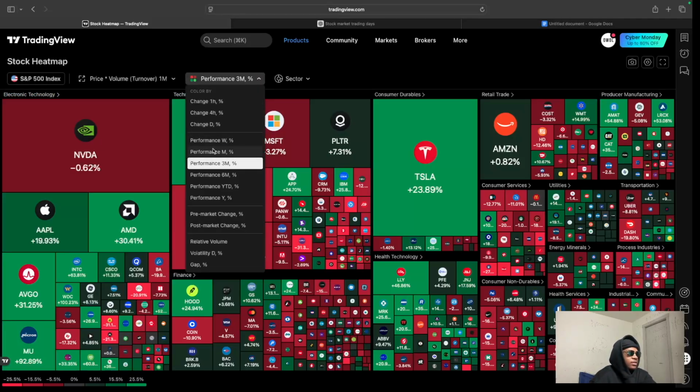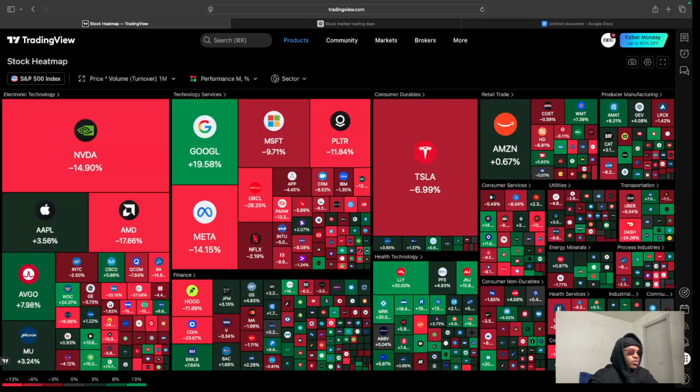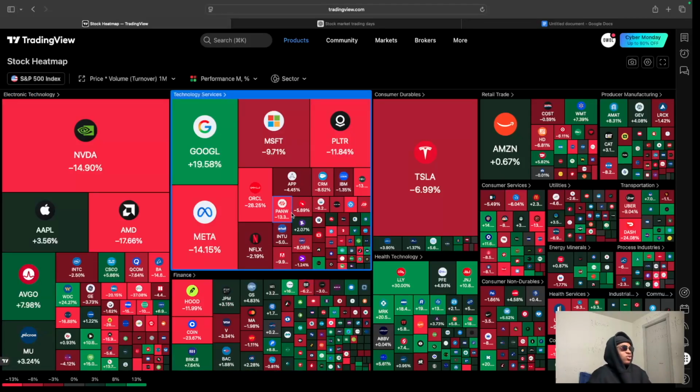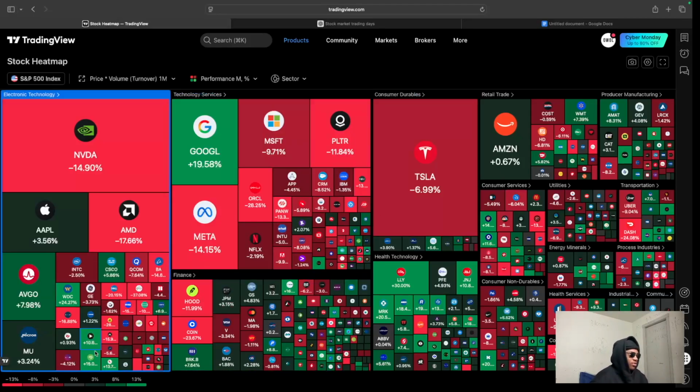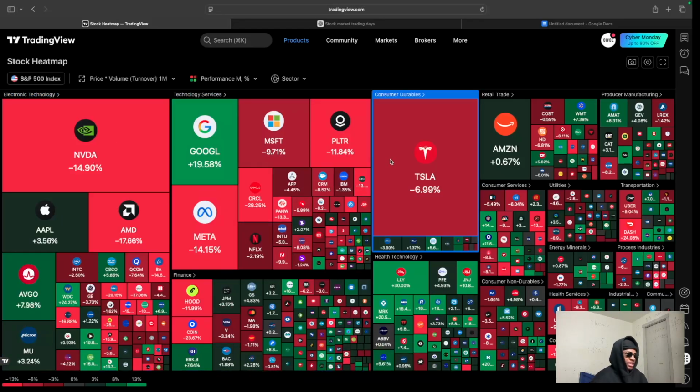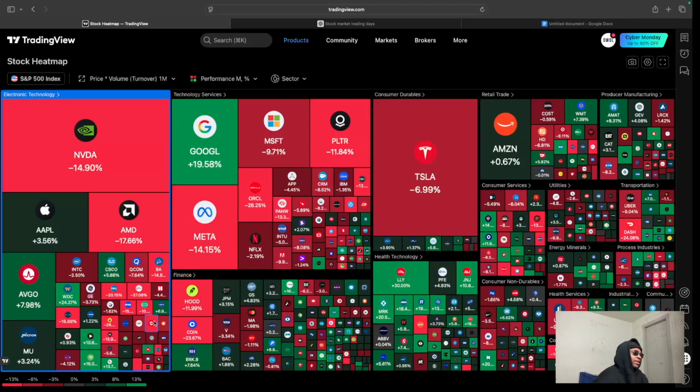And then month. Whoa, we see a whole lot of red. That's what I like to see. Because when you see a whole lot of red like this is when you want to buy. Stuff like down 17% and Nvidia down 14%. This is what I like to see.